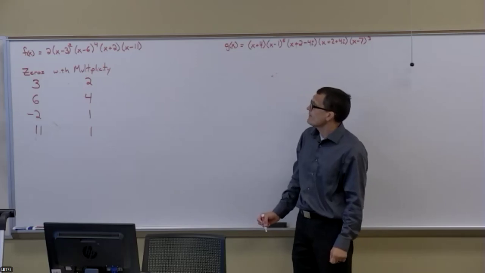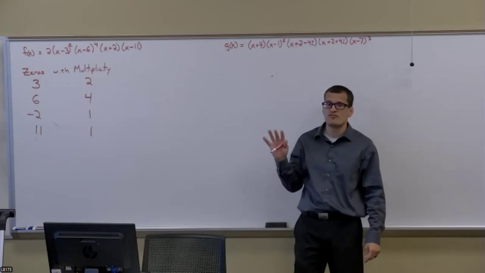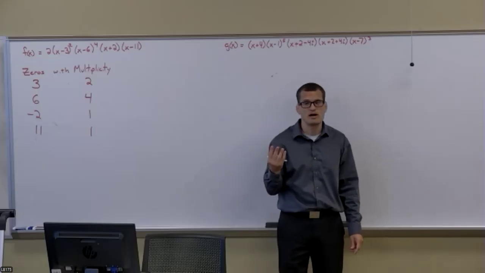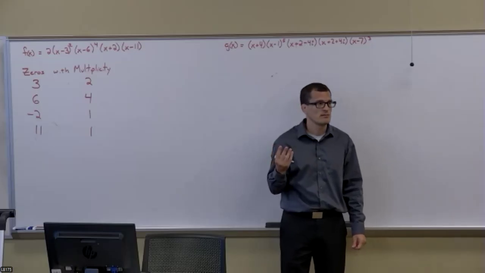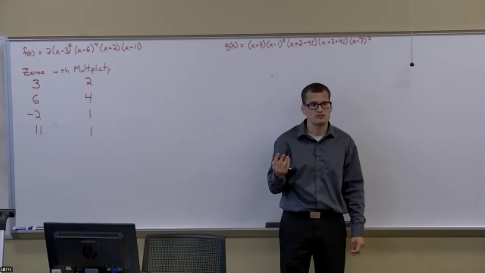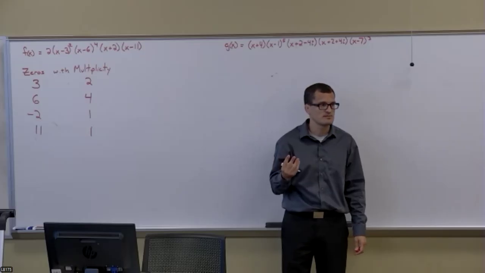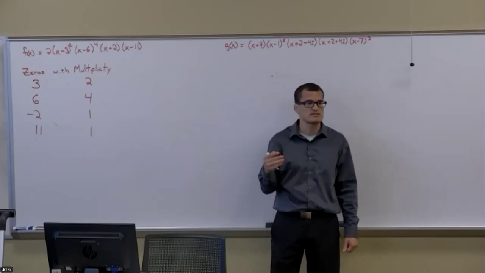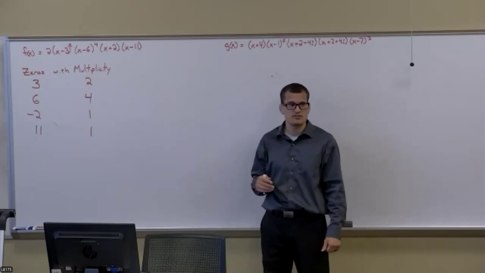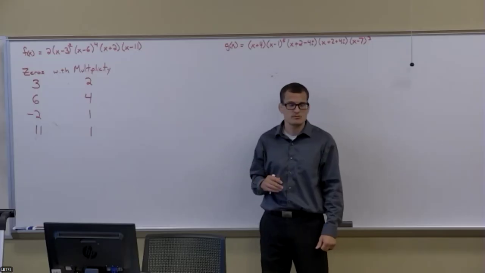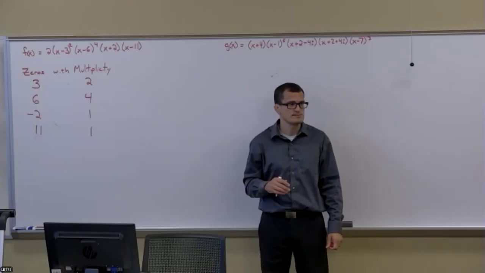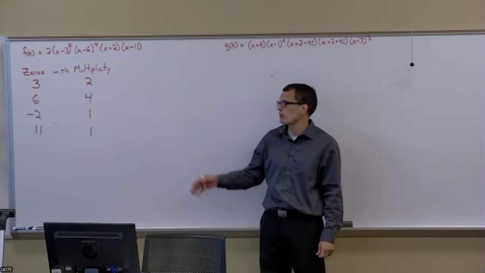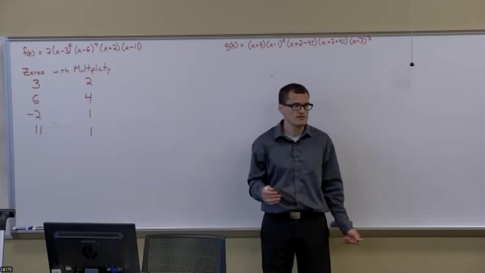By the way, this also means that there's going to be 4 x-intercepts as well. 4 places where our function touches the x-axis. One at x equals 3, another at x equals 6, another at x equals negative 2, another at x equals 11. Because those are all real zeros. If that makes sense.